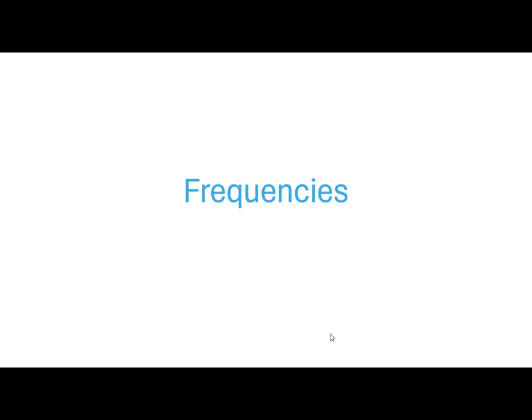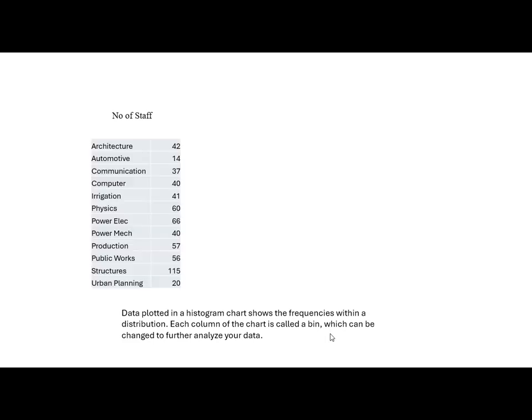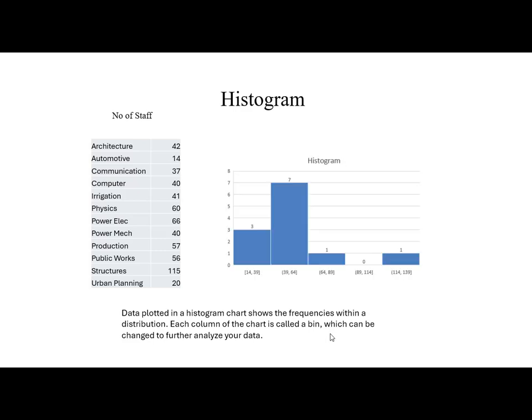Frequencies. I put the title here in blue because this happens after 2016. It's a new chart, and I use the number of faculty members in my faculty in the different departments, and asked for a histogram. The histogram looks at the smallest value and the maximum value and divides into 5 bins, as you can see.